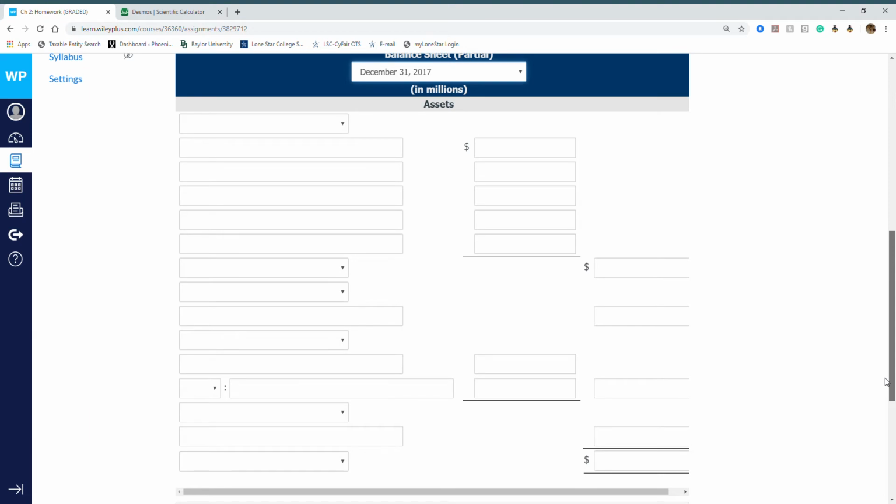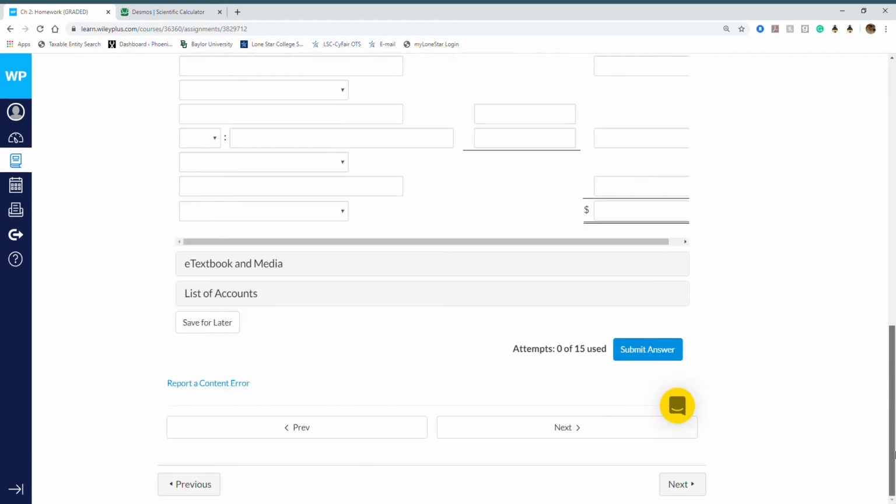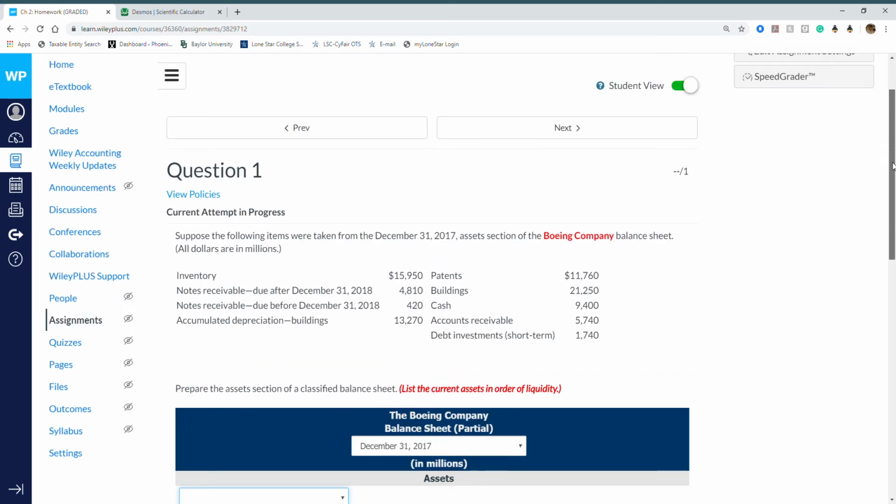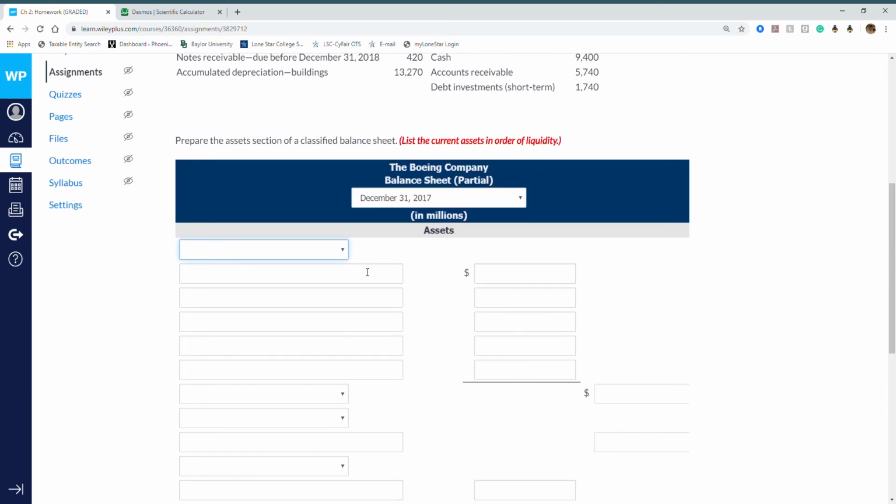So first thing that we have, really all it's doing is assets. That's pretty cool. Is there anything else that we have? Nope. So all we care about is the asset accounts. Yay! So first off, start with current assets.